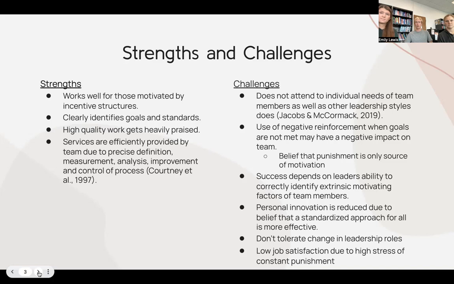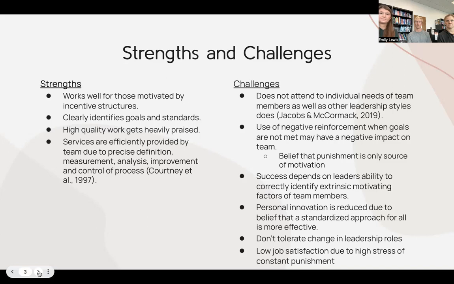Clear goals and expectations are a hallmark of this style, and they provide structure and guidance, and they decrease the need for personal creativity. Use of rewards and praise when goals are met also helps to reinforce behaviors and attendance to structure. In contrast to that, the transactional leadership style is not meant to fit each individual's needs as well as other leadership styles could.